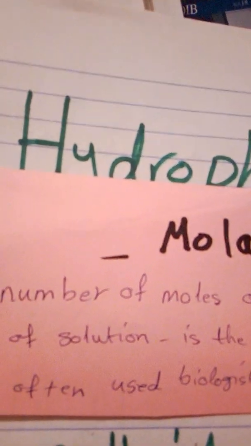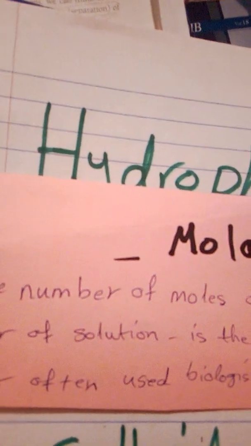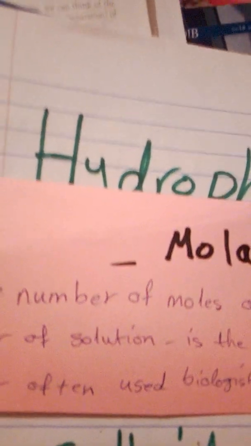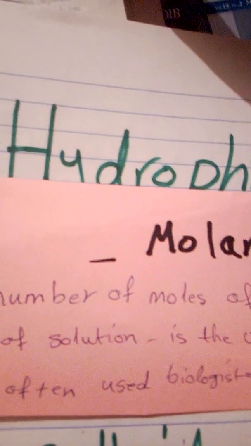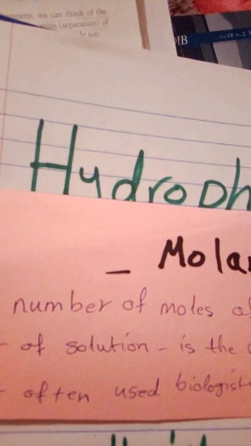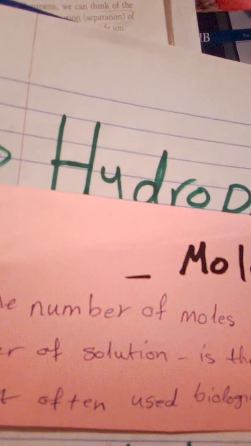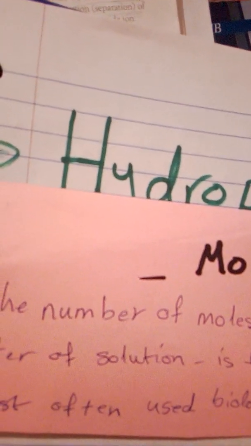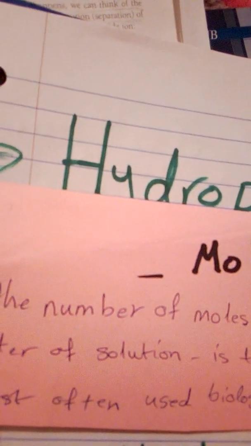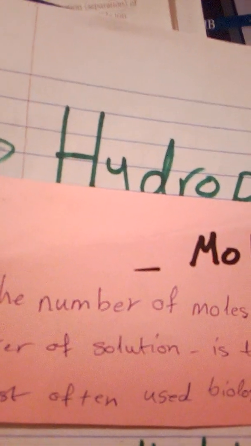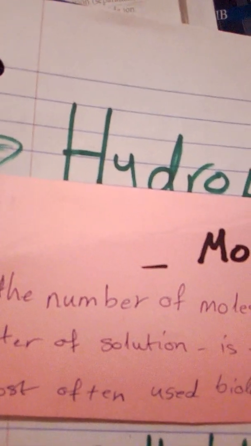A mole of ethyl alcohol, C2H6O, also contains 6.02 by 10^23 molecules, but its mass is only 46 grams because the mass of a molecule of ethyl alcohol is less than that of a molecule of sucrose. Measuring in moles makes it convenient for scientists working in the laboratory to combine substances in fixed ratios of molecules.